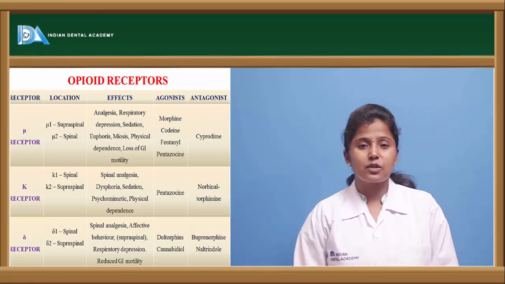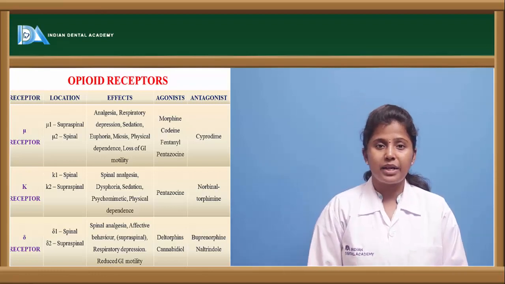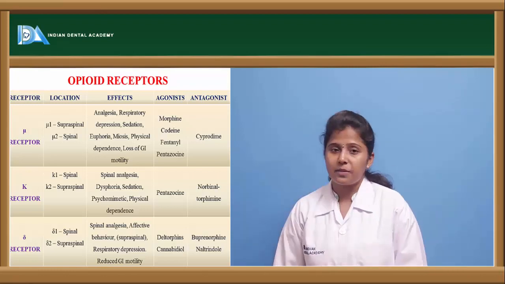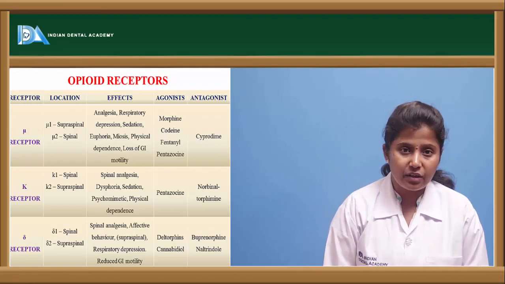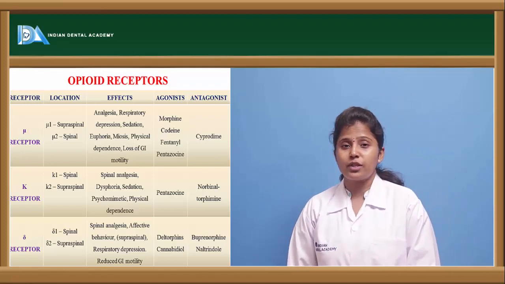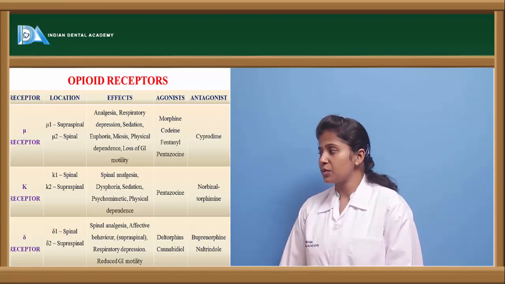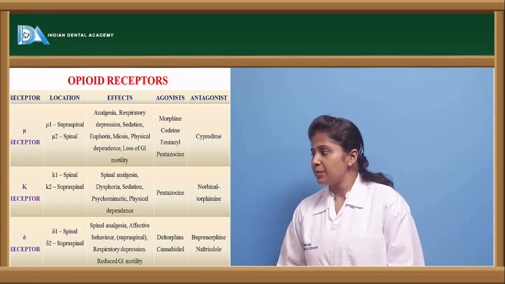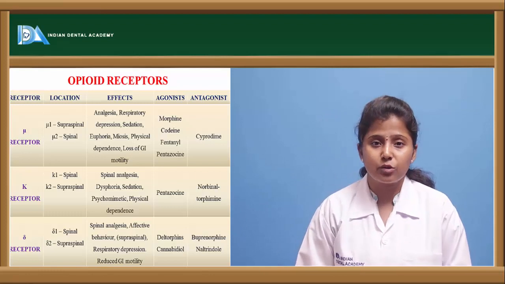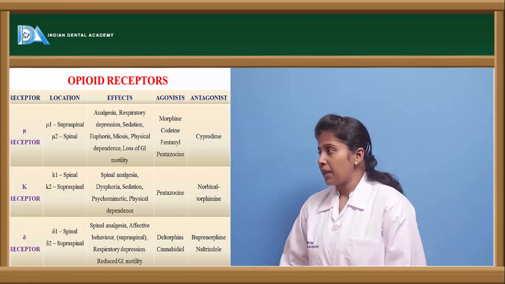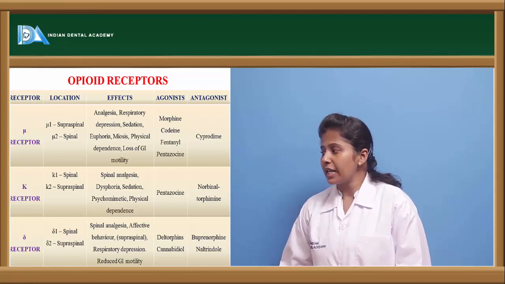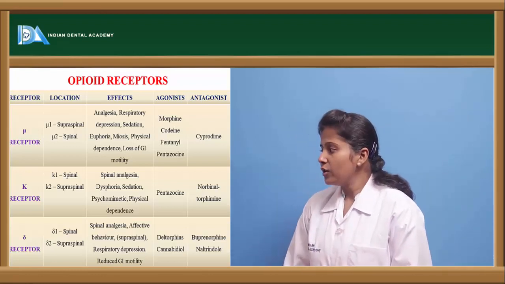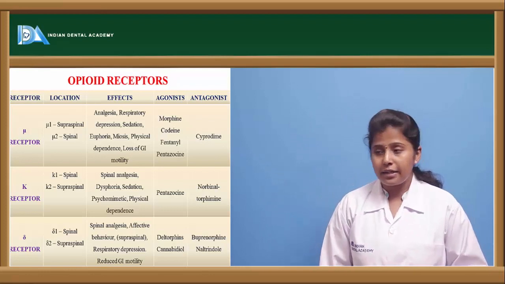The other one is the delta receptors. These delta receptors are also of two types, delta 1 and delta 2. Delta 1 receptors are present in the spinal region and delta 2 receptors are present in the supraspinal region. The effects of stimulation of these delta receptors include spinal analgesia, affective behavior, respiratory depression, and reduced gastrointestinal motility. The agonists include deltorphins and cannabinoid derivatives like cannabidiol, and the antagonists include buprenorphine and naltrexone.